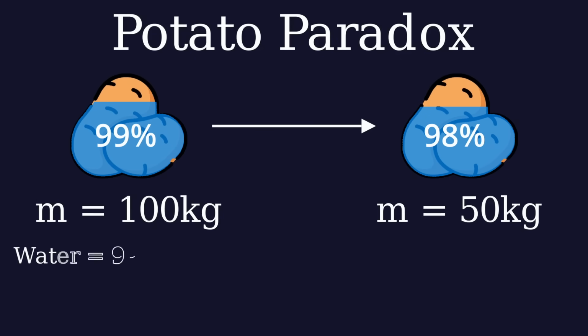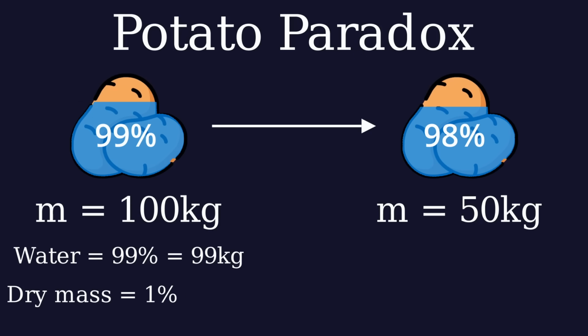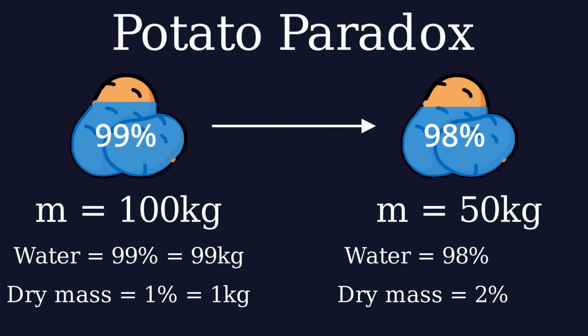If the potatoes were 99% water, the dry mass was 1%. This means that 100 kilograms of potatoes contains 1 kilogram of dry mass, which does not change, as only the water evaporates. To make the potatoes be 98% water, the dry mass must become 2% of the total weight. So if 1 kilogram of dry mass is 2% of the total weight, the total weight is 50 kilograms.